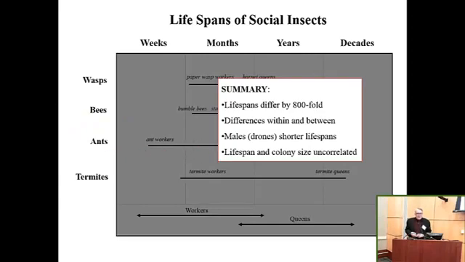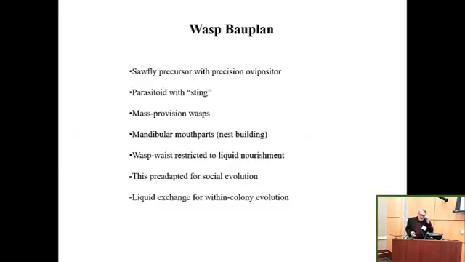Here's a classic paper that I'll summarize over the next slide or two, by the famous entomologist Howard Evans back in the 50s on the evolution of sociality in wasps. What I do is set the stage with basically the wasp floor plan. How do you get from here to there in the wasp?